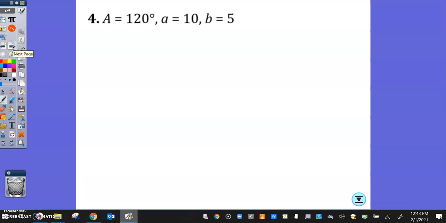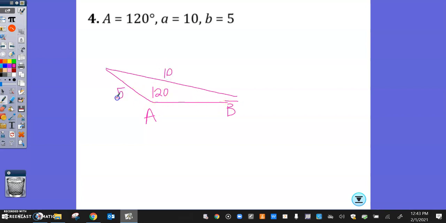Okay. So those are acute. Now we're talking about obtuse. One thing that you already should know about obtuse is that when you draw obtuse, try and draw your triangle to be obtuse. It kind of makes the most sense, right? So we've got A is 120 degrees. Okay. B is still going to be over here. So across from A is 10. Across from B is going to be 5.